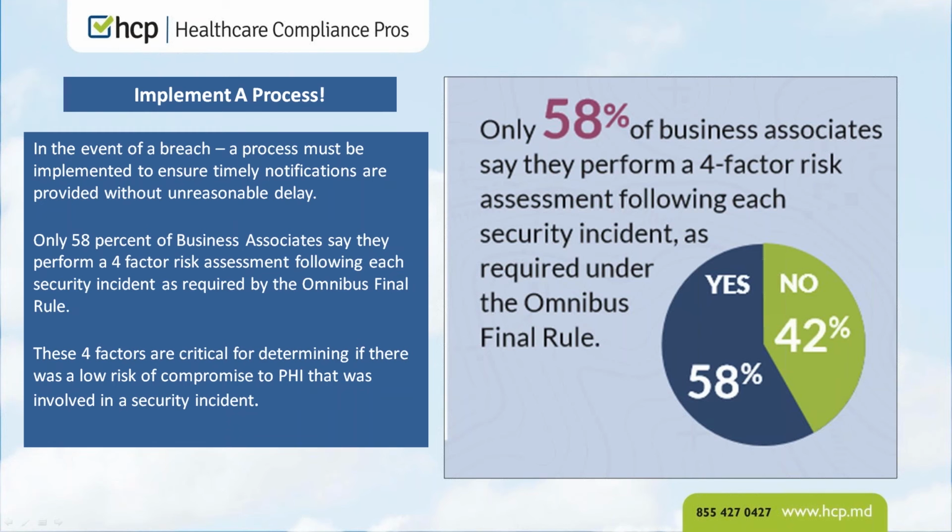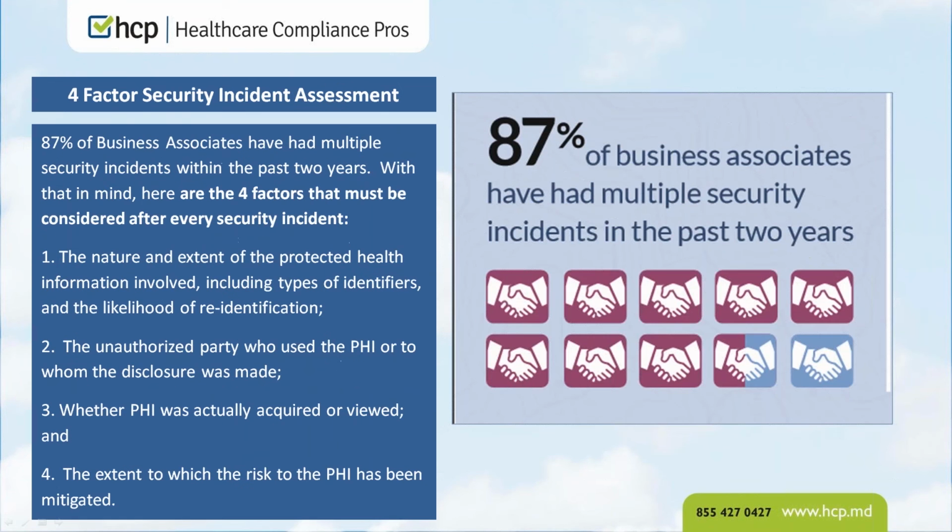And this is where that four-factor risk assessment that Chad's going to discuss on the next slide comes into play. So I'm just going to turn it back over to Chad. Yeah, thanks, Michelle. So the four factors that must be considered after every security incident: the first one is the nature and extent of PHI involved, including the types of identifiers that were involved and the likelihood of re-identification.